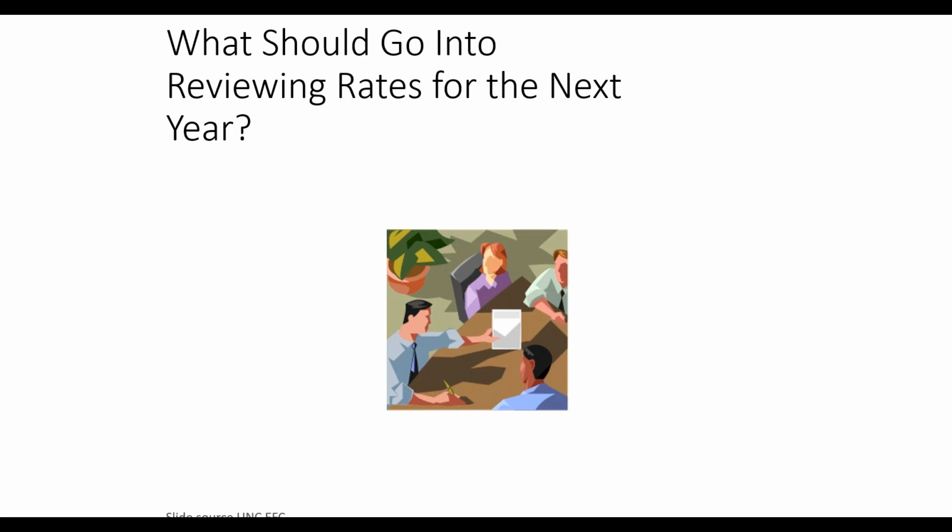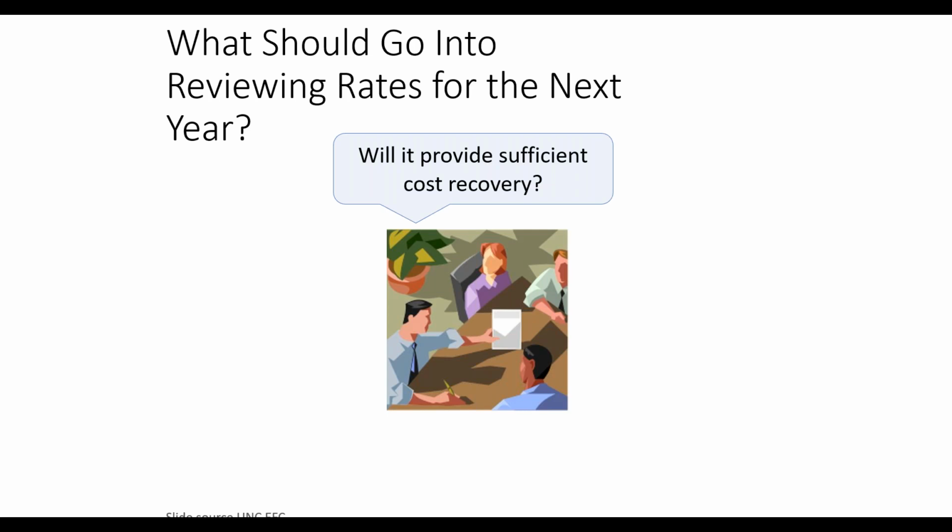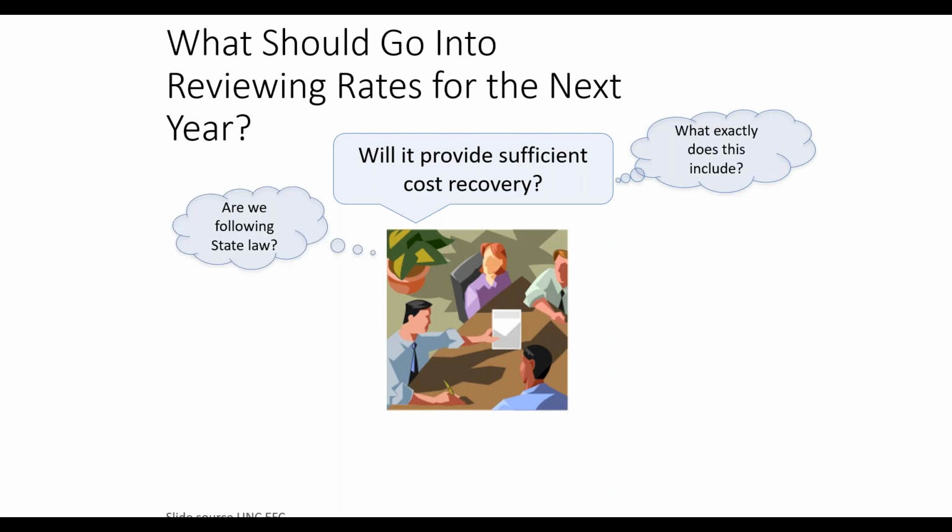What should the utility consider, and what should you be helping them consider? We want to decide if the rate structure that we're considering will provide sufficient cost recovery. So that's really a primary goal of the rate setting process. We also want to make sure that we all know exactly what sufficient cost recovery means, and that it means the same thing to everyone around the decision-making table.